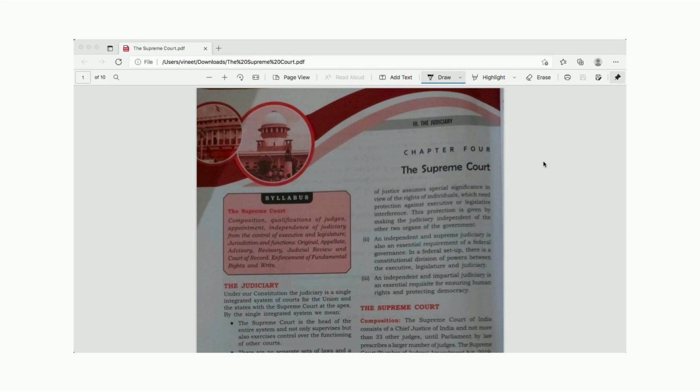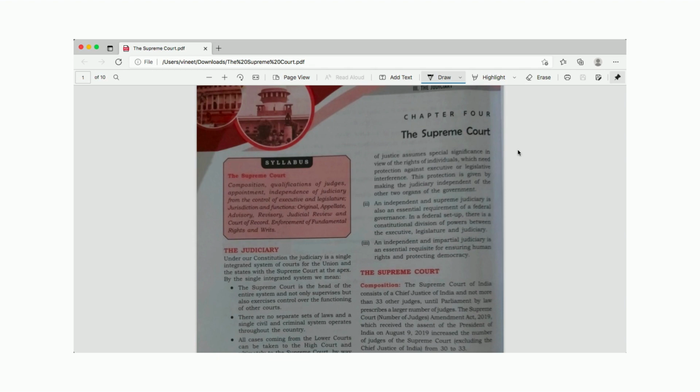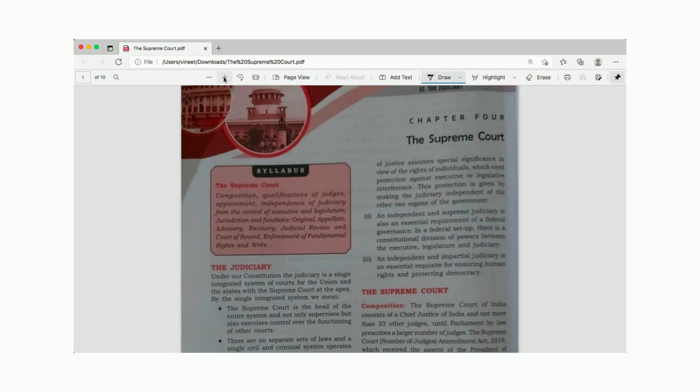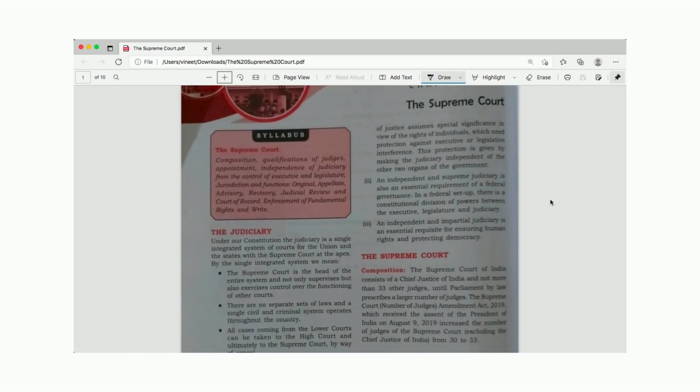So let's get started, children, as per your reduced syllabus for this year, semester 2. Now, if you see the chapter on the Supreme Court, there is a syllabus box. If you see the syllabus box, it says composition, qualification of judges, appointment, independence of judiciary from the control of executive and legislature. Now this part is cancelled. You don't need to do.